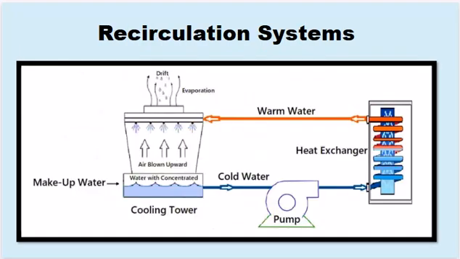The recirculation system, specifically a cooling tower system, works as follows. Warm water enters from a heat source. The heat exchanger transfers heat to the air inside the cooling tower. Cooling tower: warm water is sprayed and cooled by air, which absorbs heat through evaporation. Cold water: cooled water is collected and pumped back to the heat source. Make-up water: added to maintain water levels due to evaporation losses.